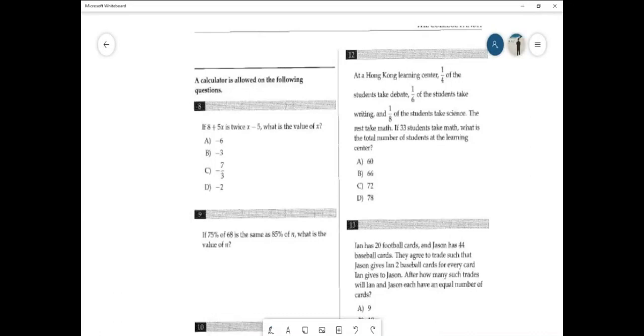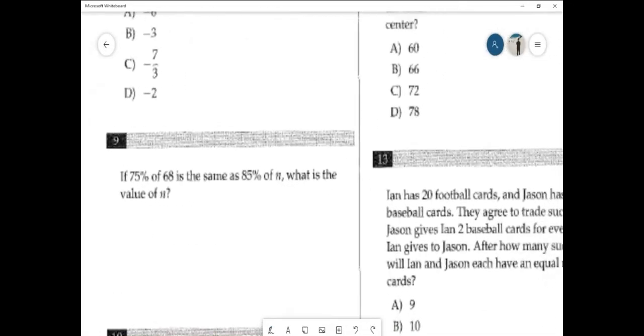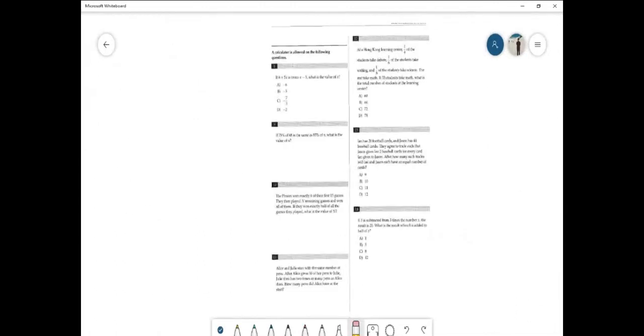So this is easy. Let's solve question number 9. It's easy, but I will. Teacher, can you zoom in every question, please? Yeah, sure.